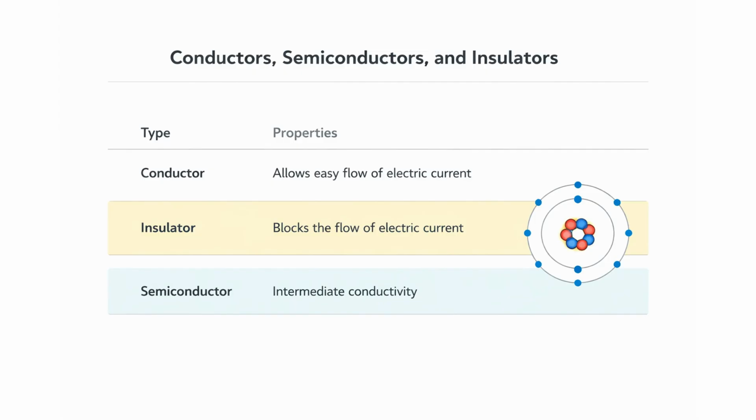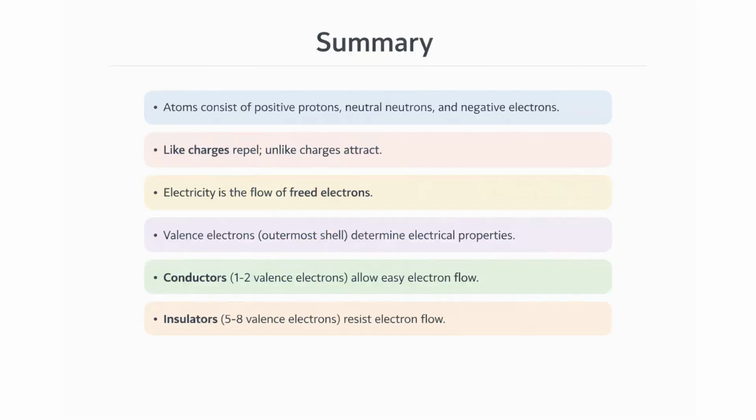To wrap up, remember that electricity is all about the movement of negative electrons. The structure of an atom, specifically the number of electrons in its outermost valence shell, dictates whether a material will easily give up electrons to act as a conductor or hold on to them tightly to act as an insulator. Understanding these atomic principles is the key to understanding how electrical systems work.